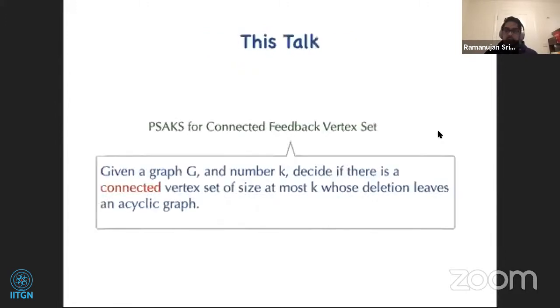And what I'd like to do in most of this talk is describe a PSAKS for the connected feedback vertex set problem. So this will be a bit more involved when compared to the connected vertex cover PSAKS for obvious reasons. But I'd like to address it in the same spirit and talk about the feedback vertex set kernel ideas and where they fail, and why we need to do something different, and what can be done differently for the connected feedback vertex set problem.